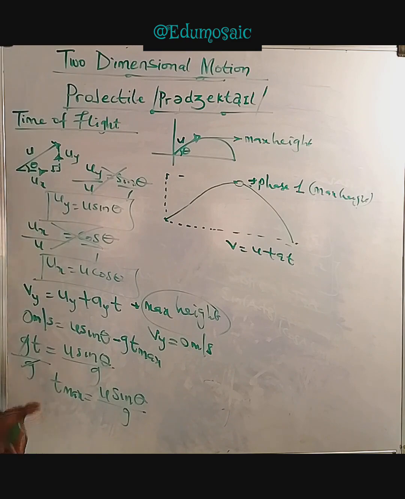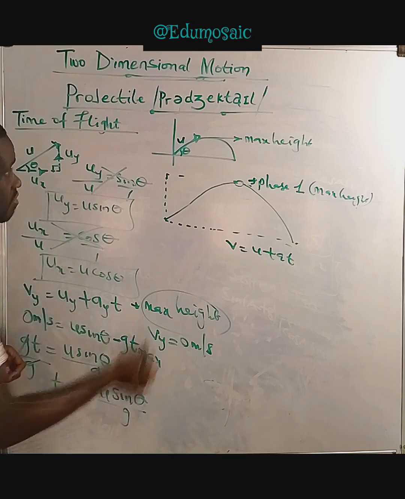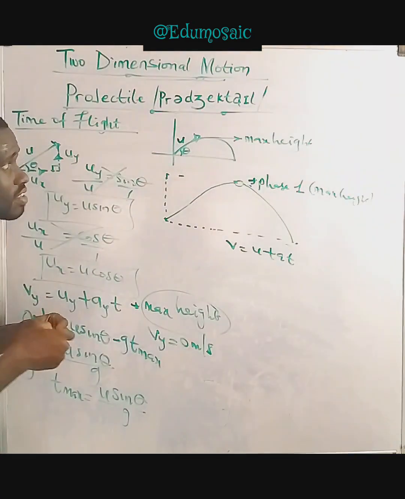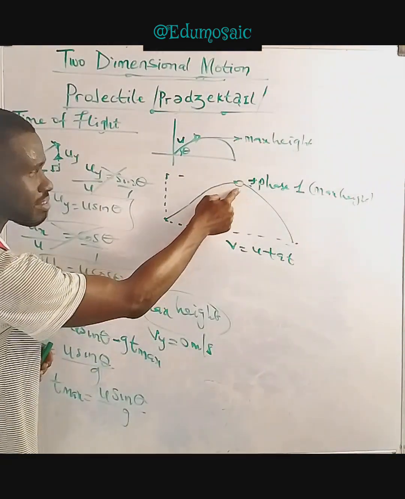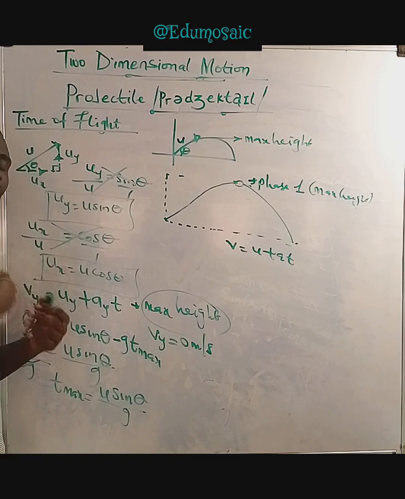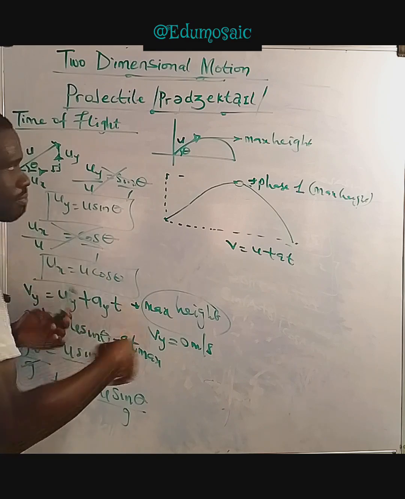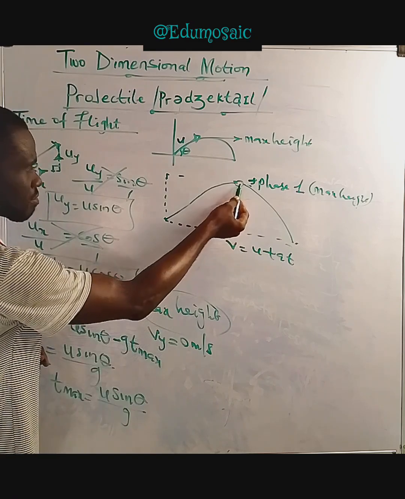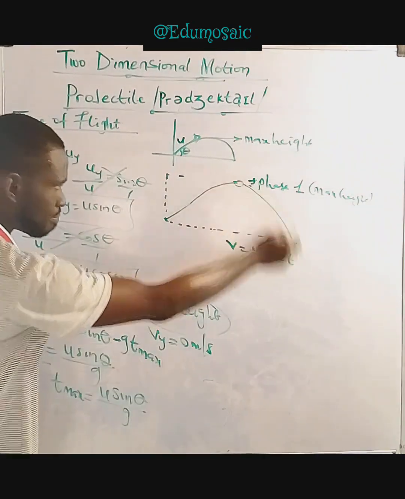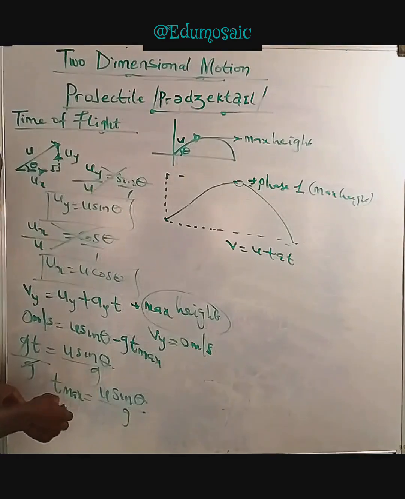So now let us see the time it's going to take to complete the whole journey. If it takes this to get to the maximum height, don't forget it's in two phases. The first phase is where it gets to maximum height. The second phase is whereby gravity kicks in and sends it back to the ground. So gravity sends it back to the earth. You understand? So that's the second phase.